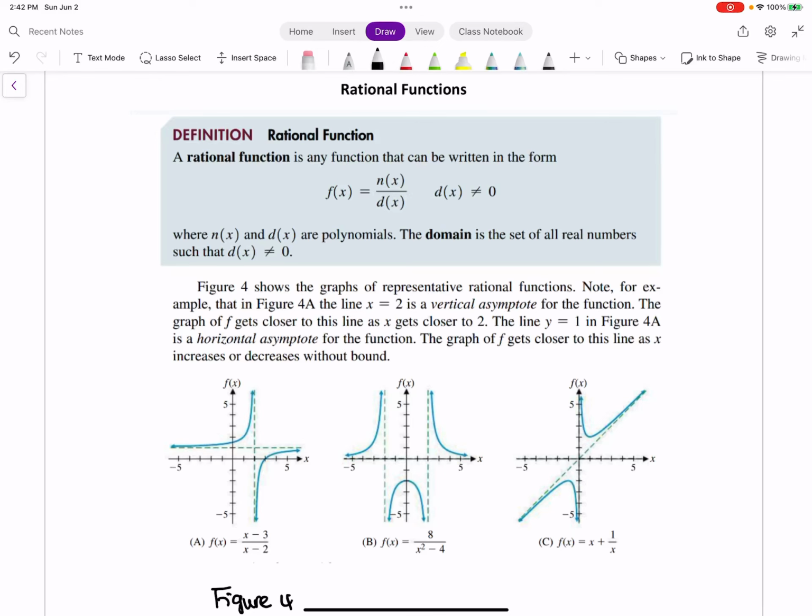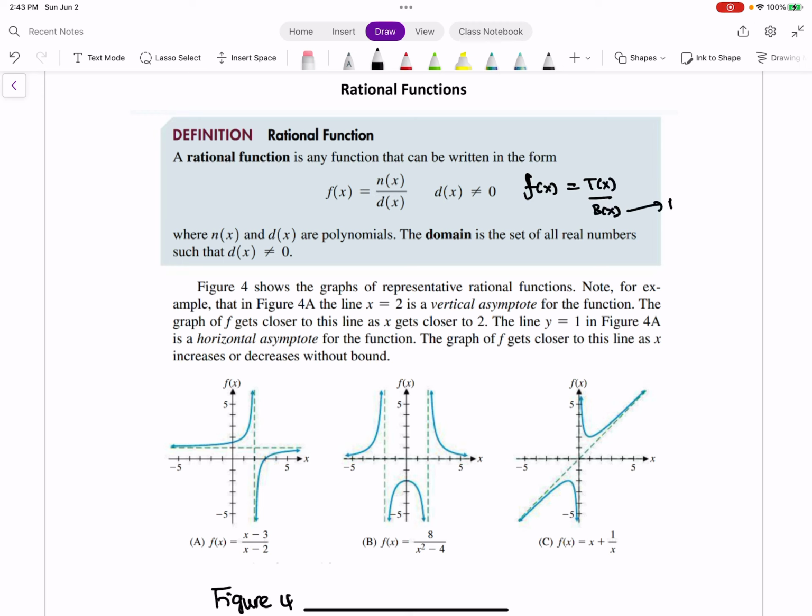All right, now let us discuss rational functions. The definition is very important in mathematics, so first you have to understand the definition of a given function. Now, a rational function is any function that can be written in the form f of x equals n of x divided by d of x, the numerator over the denominator. Or sometimes we write f of x as the top function divided by the bottom function.